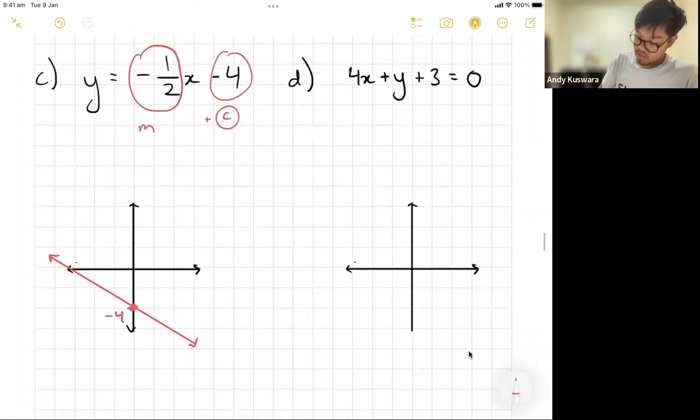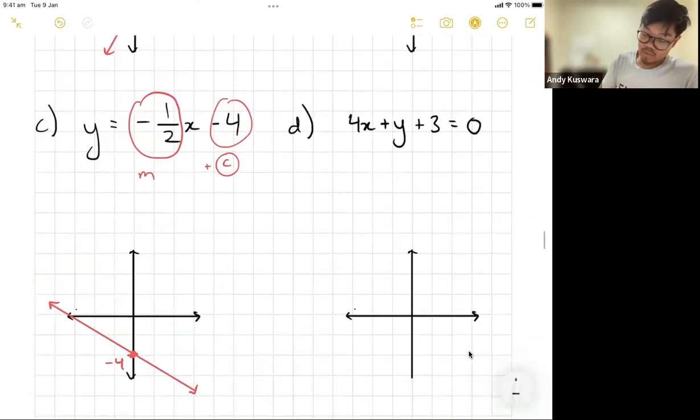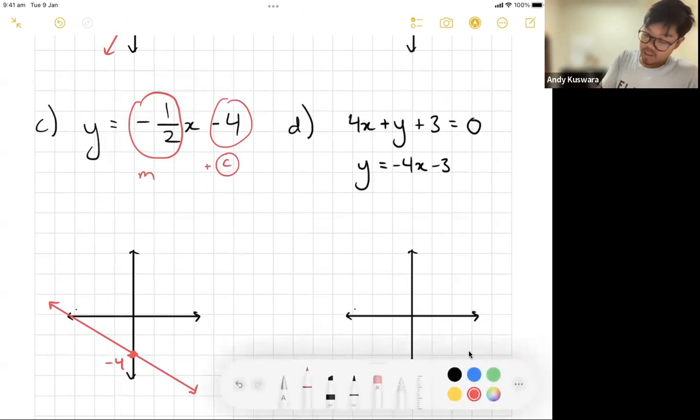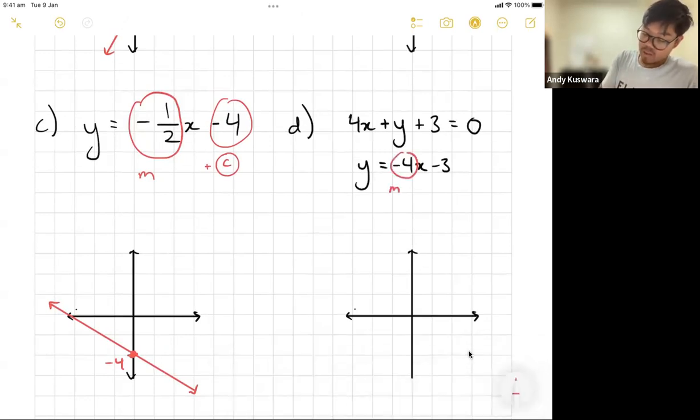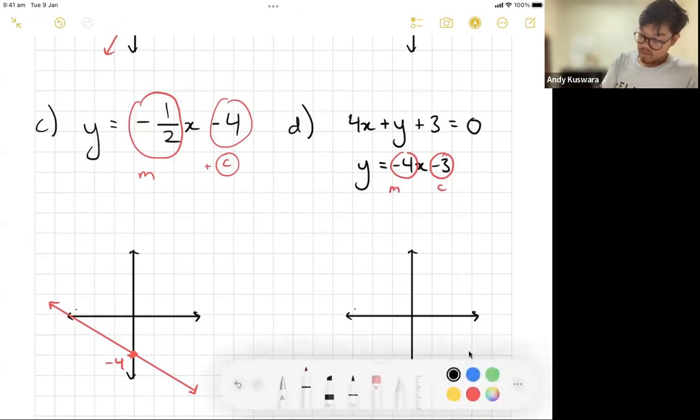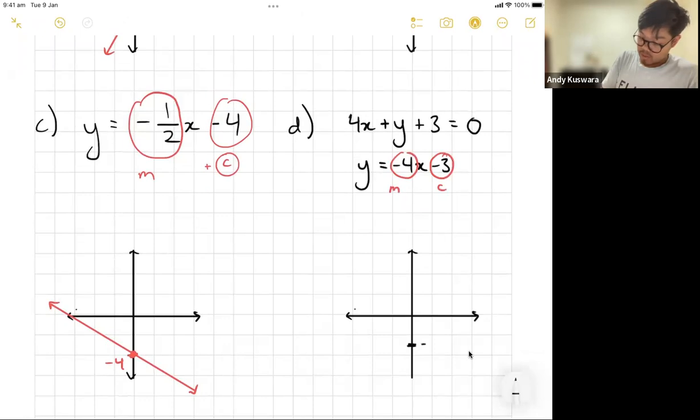And for this one here, you notice that it is not in gradient-intercept form, so I'm going to have to change it. I'm going to keep my y positive because that's what I want. I'm going to minus the 4x to get it to the other side, and minus another 3 to get it there. So now I can see my gradient is -4 and my y-intercept is -3. So again, that's going to be -3, and then a gradient of -4 will be fairly steep. As long as I go through there, that's going to be my sketch, and that should be good enough.